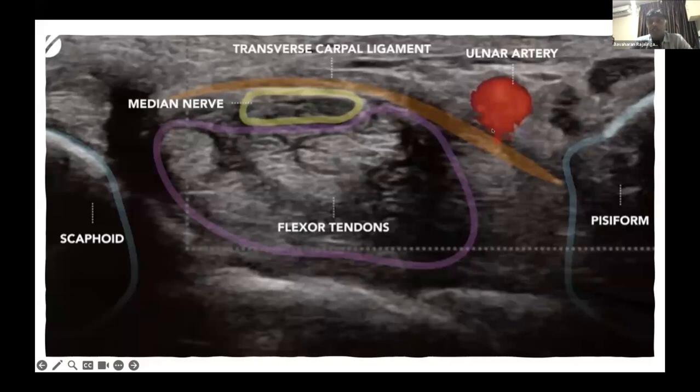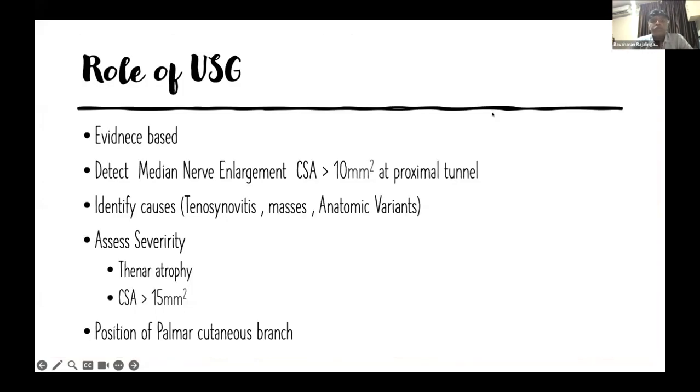So the ulnar artery is seen anterior. Ultrasound is always an evidence-based study. It's very important to detect the median nerve enlargement. The CSA, which we are going to see in ultrasound and also in MRI, is called the cross-sectional area.